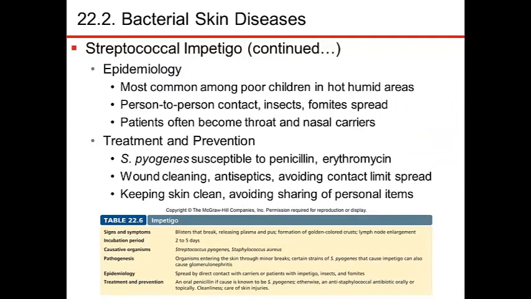Treatment of streptococcal impetigo is the same as that for streptococcal pharyngitis. In view of evidence that Staphylococcus aureus has become a relatively frequent cause of impetigo, empirical regimens should cover both streptococci and Staphylococcus aureus. Antibiotic treatment includes penicillin or erythromycin and a regimen of cleanliness.